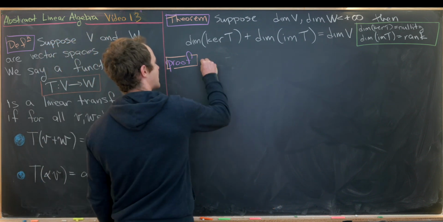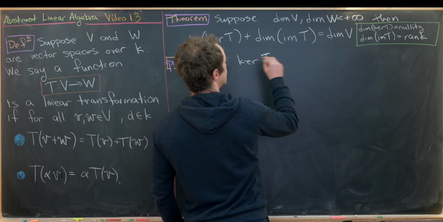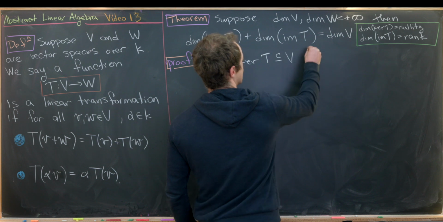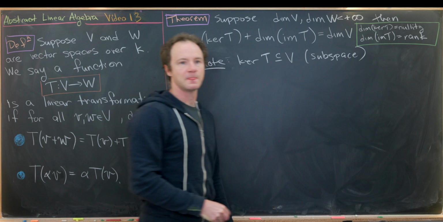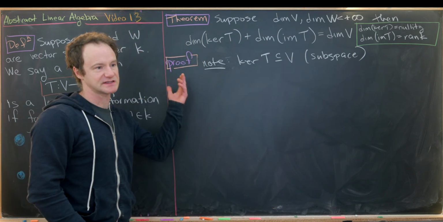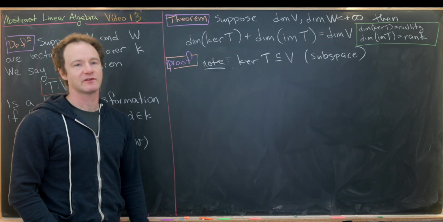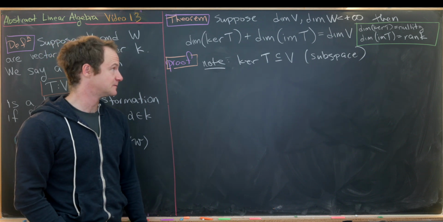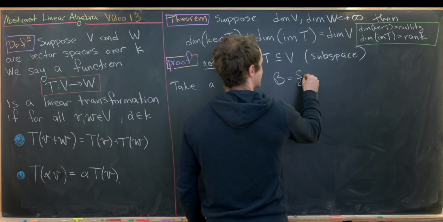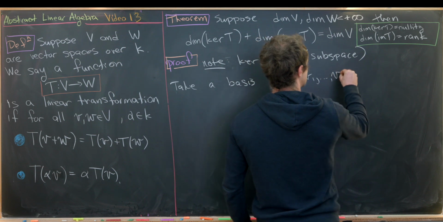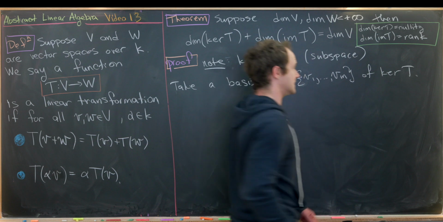So we're going to start by noticing that the kernel of T is a subspace of V. So I'll put here, it's a subspace. Great. But the fact that it's a subspace means it's a vector space in its own right. And from a previous video, we know that every vector space has a basis. So we can take a basis, and I'll say B is made up of the vectors v1 up to vm of the kernel of T.